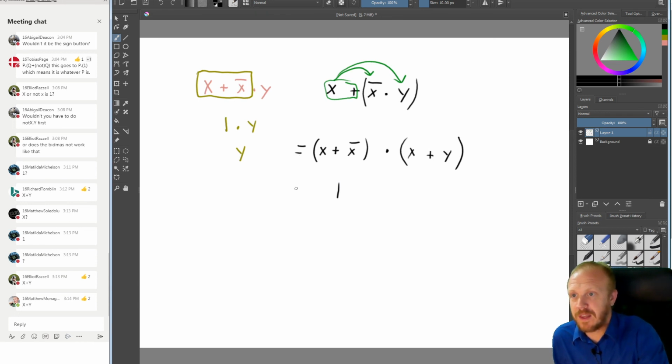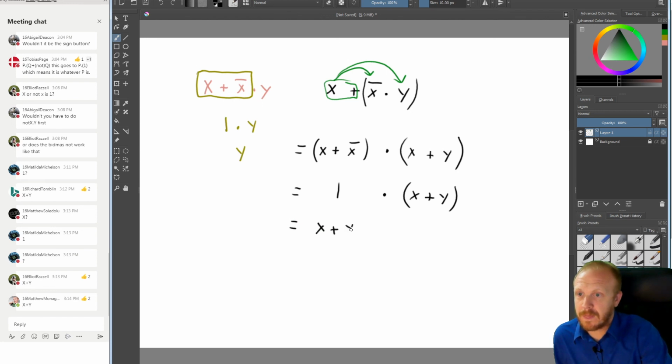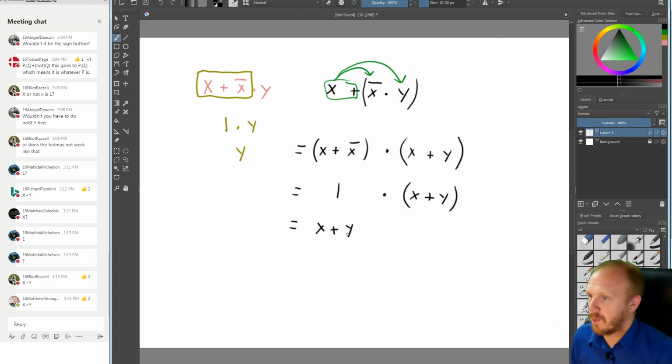So keep writing it in this format. So 1 and, rather, X or Y. 1 and anything is just whatever that anything is, because if one side of an AND operation is a 1, it depends entirely on what the other side is. So that's going to simplify to X or Y. So well done everyone that got that as the answer.